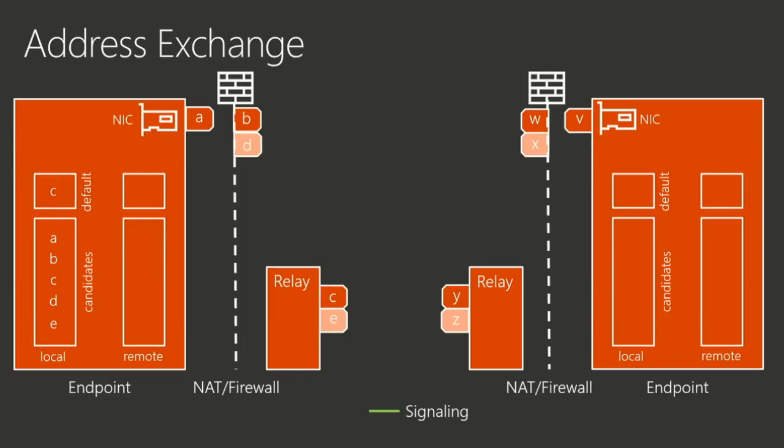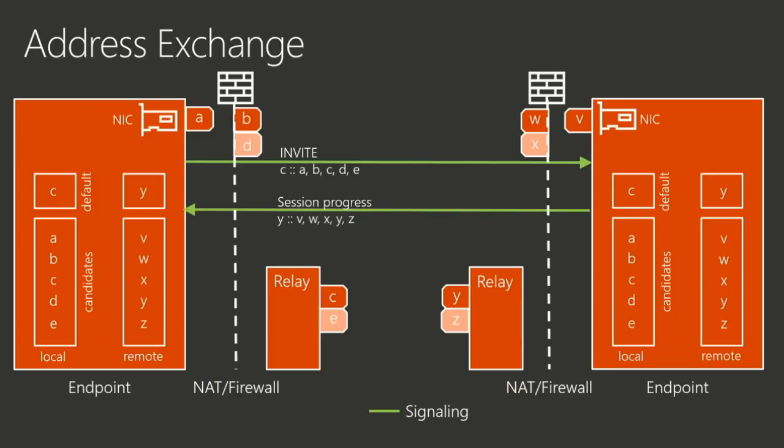Okay, now I did the discovery, so I'm here, the endpoint on the left side. I know where I can be reached. So via the signaling, I now send this message to the peer I want to talk to, could be a service, could be a user, and say, hey, you can call me here. Then the other endpoint will do the same, will discover where they can be reached, and will send everything back to me. Now we both know where we can be reached.